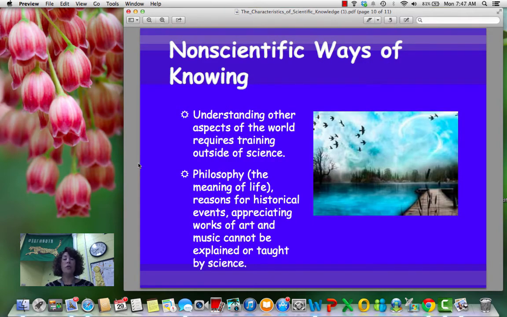Now, understanding other aspects of the world requires training outside of science. For instance, philosophy, trying to discover the meaning of life, reasons for historical events, appreciating works of art. Those types of things cannot be explained or taught by science.